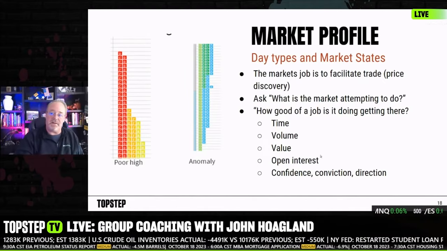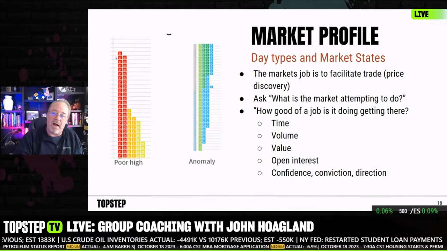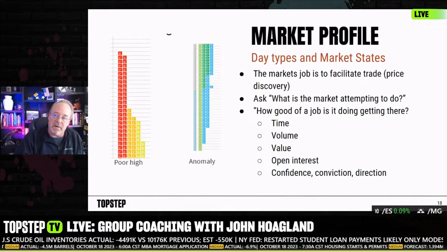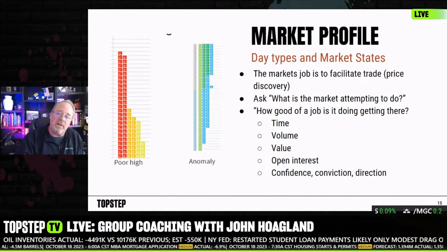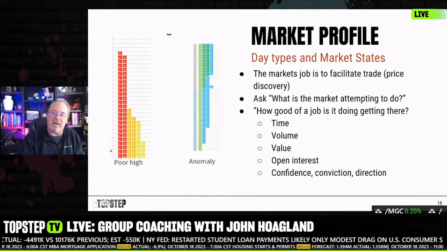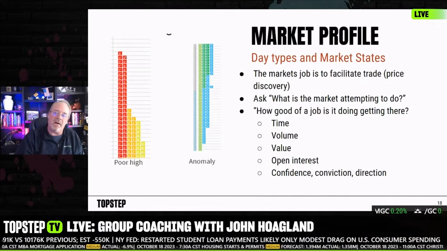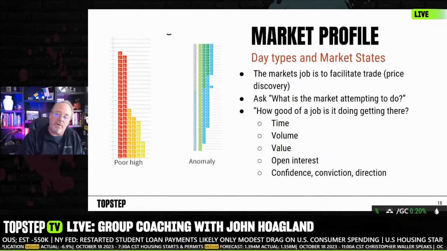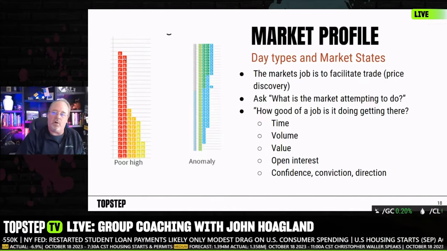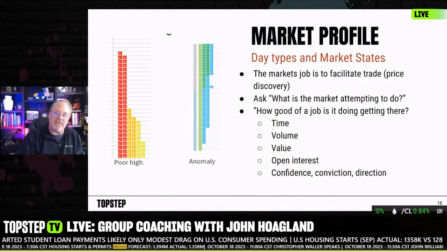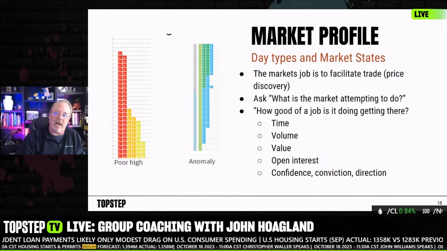Now, there's a couple other things here. This is a true poor high. C period traded up to here. D period took out one little tick right above it and then moved back to the downside. When I see a poor high or a poor low, I think about a bunch of kids standing around a pool and they're not sure if it's cold. So one kid finally sticks his toe in and says, it's too cold right now.